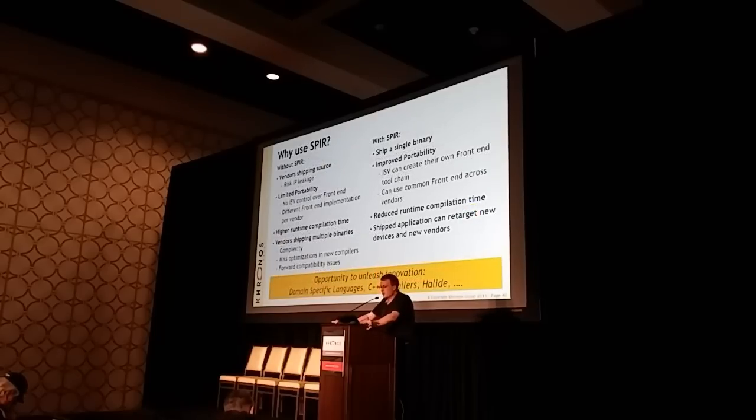So why use it? Without using SPIR, vendors have to ship source. With SPIR, the source has been converted, and that requires reverse engineering to get the source back. You had less portability in some ways because there was no ISV control over the front end, and front ends can vary a lot, and a lot of compiler bugs show up in the front end, and that's more true for C++. So we removed the requirement for a different front end implementation per vendor.